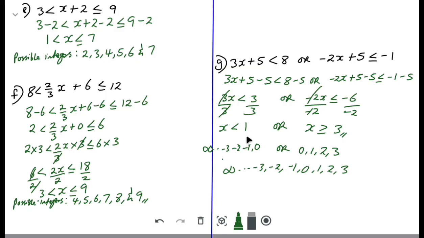So in the next class, we're going to discuss representation of inequality on number line. But before then, I'm going to post some questions for you to practice to test your knowledge on how to solve compound inequality.